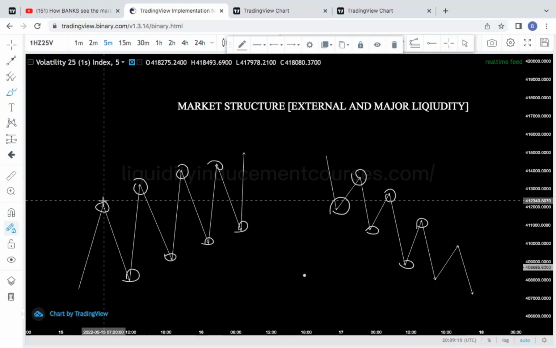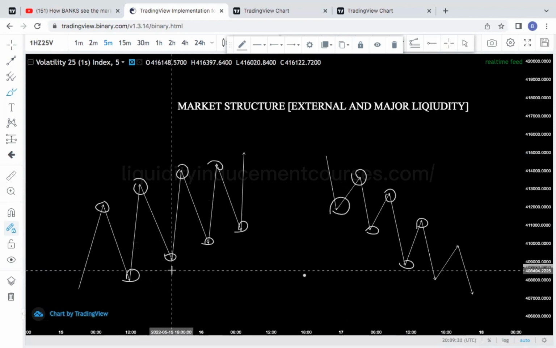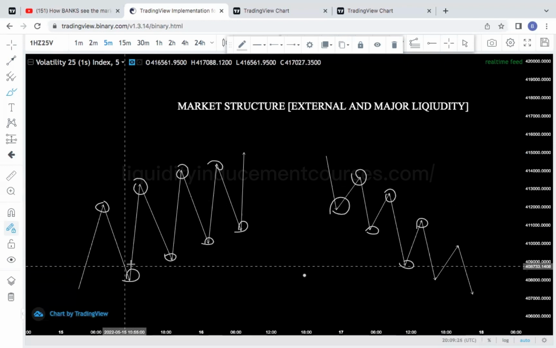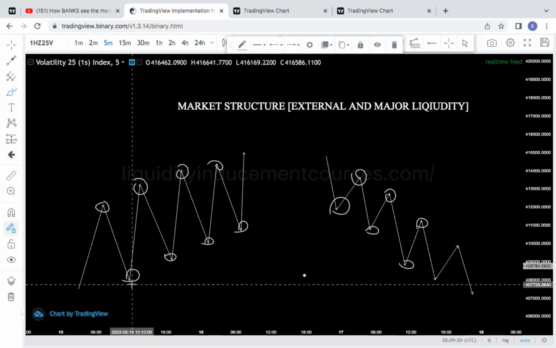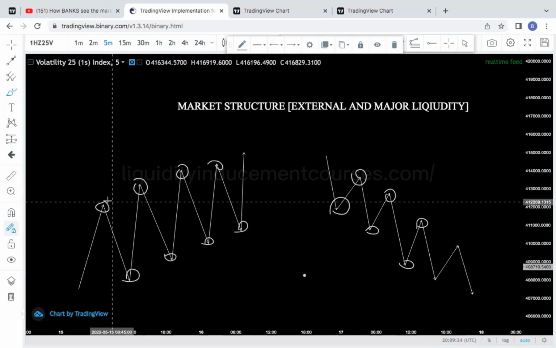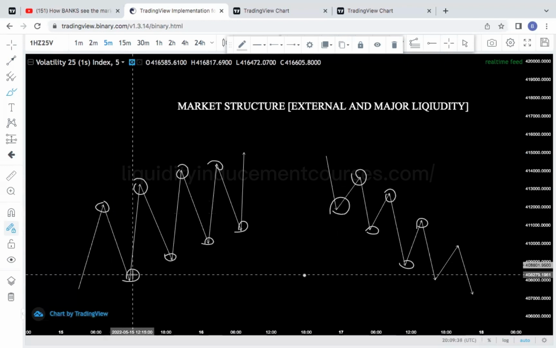Now, if you're writing, you can write this down. A major liquidity is not expected to be run over. It is called a major liquidity because it is supposed to be respected. So you can choose to call it major liquidity or respected liquidity. It still brings in the concept of a strong low and a weak high. Why is it called a respected or major liquidity?